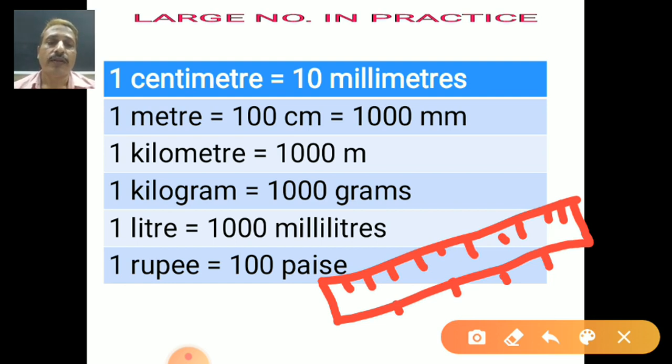Don't use it for any other purpose. Okay, students, look at here. This is very useful to draw a line. On the one side, the numbers are written up to 15. And on the other side, up to 6 it is written. Why is it written this way? Because 0 to 15 is showing the centimeter. And on the other side, it is shown in inches.